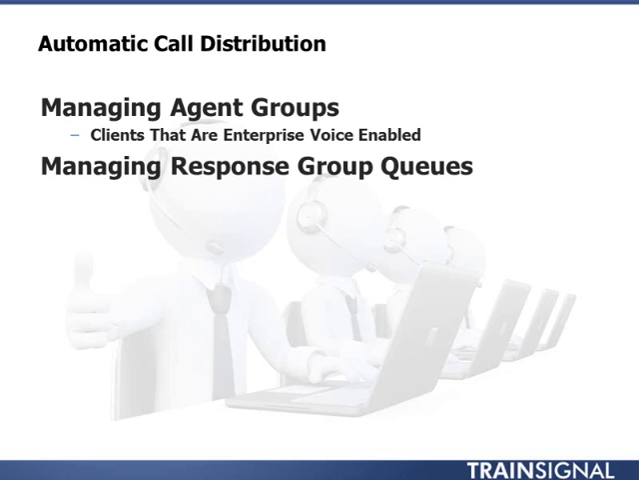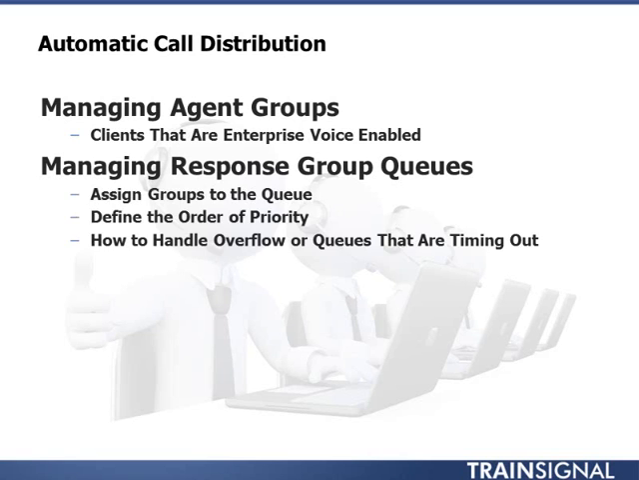When calls get routed over to a queue, the queue will hold on to calls for a response group until an agent answers the call. When we create or manage our queues, we have to define settings such as the groups that are going to be handling the calls for the queue. So we have to assign groups to the queue and define the order of priority that we want to route the calls to those groups.